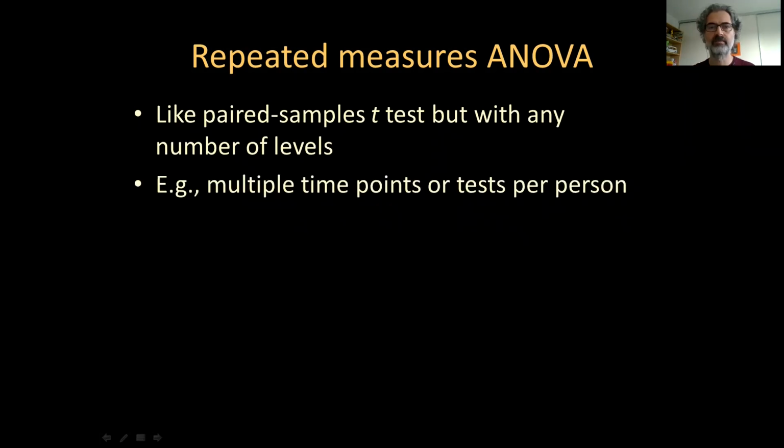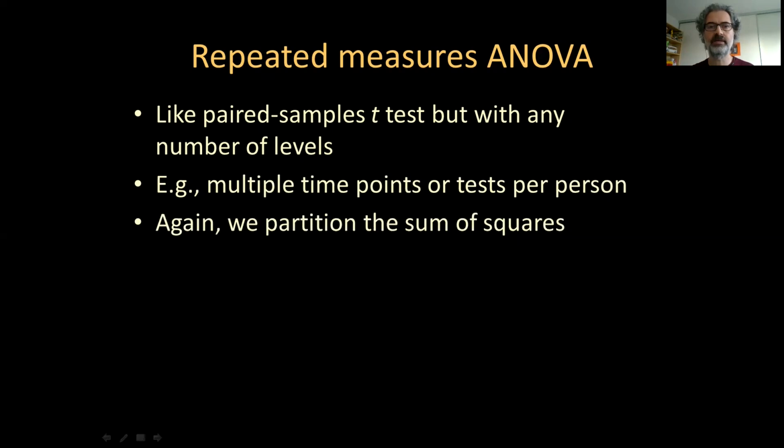For example, data for a repeated measures ANOVA may be multiple time points of testing per person. You may have data for the same person, say the same child, measured across different years. Or you may have a set of comparable tests administered to the same person, and you may want to compare performance on these different tests.